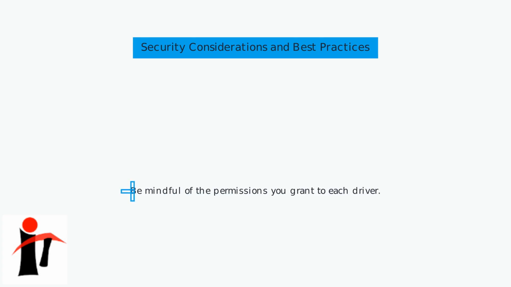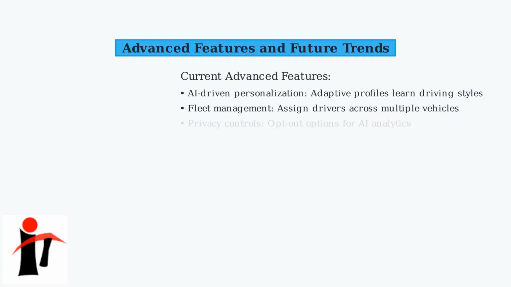Finally, be mindful of the permissions you grant to each driver. Carefully consider what level of access is appropriate, whether full control or limited permissions, to maintain security while allowing convenient sharing. Tesla's driver management system continues to evolve with advanced features. Currently, AI-driven personalization adapts profiles to individual driving styles, suggesting routes and optimizing energy use. Fleet management allows assigning drivers across multiple vehicles, ideal for businesses. Privacy controls let users opt out of AI analytics for data protection.